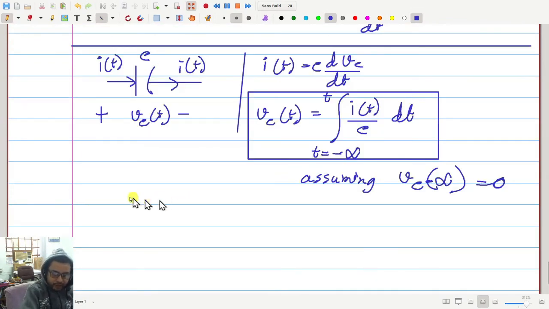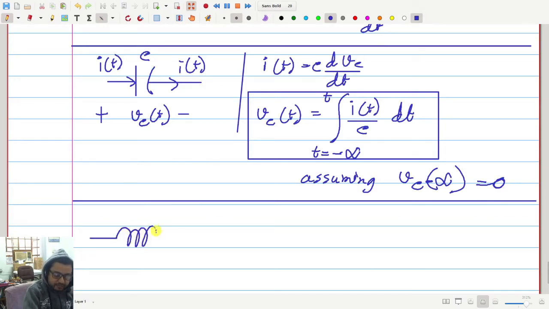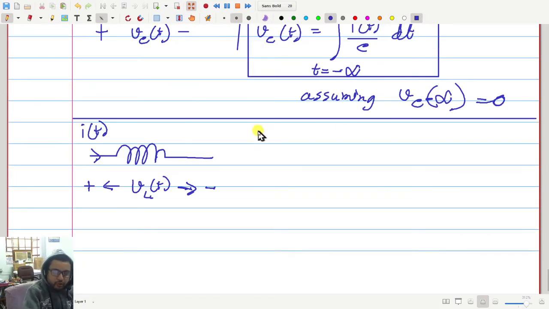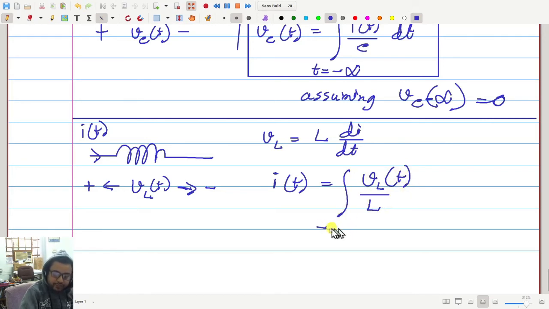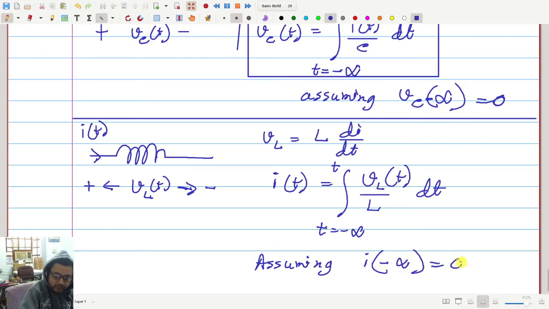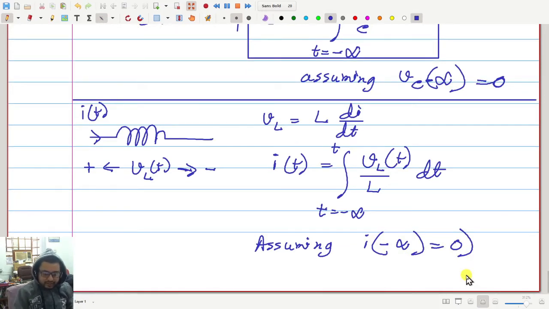In the same way, let me tell you, for an inductor, if this current is I(t) and the voltage is VL(t), with plus and minus polarity, then we know that VL is equal to L di/dt, and by integrating we can also write this as I(t) is equal to 1/L times the integral of VL dt, from time t equal to minus infinity to any time t, again assuming that I at minus infinity was equal to 0. Okay, fine.